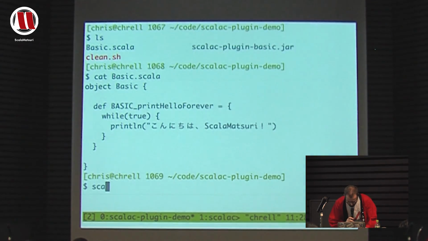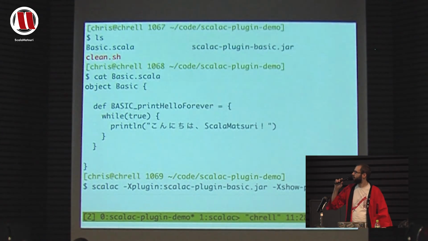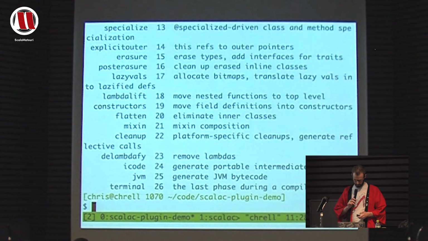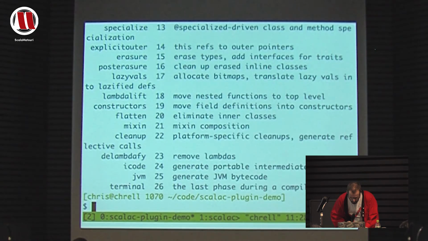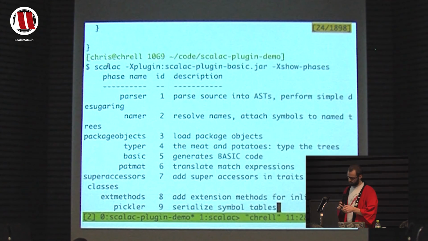So before I compile, I'm going to run the compiler with my plugin. So I'm adding the plugin, which I already have in a jar here. And I'm going to do -X show phases. Oops. So here you can see it's added a new phase. Phase 5, just after the typer, it's going to run this basic phase, which generates basic code.